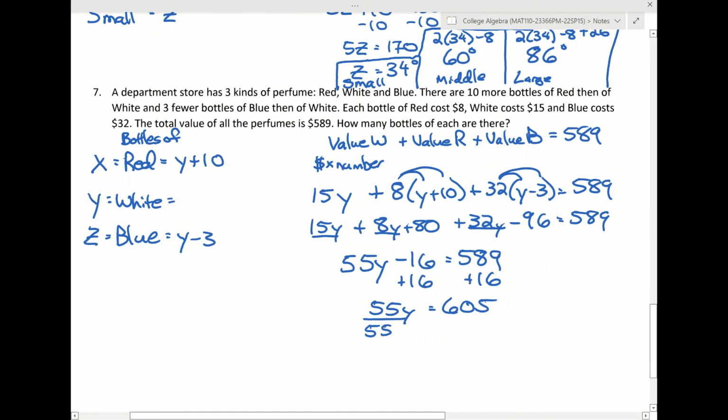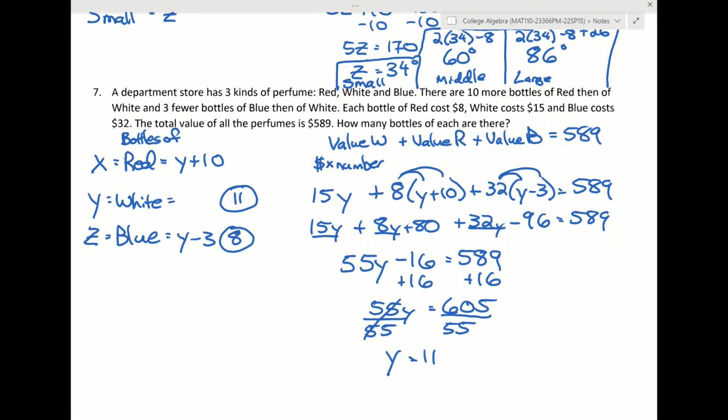Dividing by the 55. 605 divided by 55 means we have 11 bottles of white. If we have 11 bottles of white, 11 minus 3 would be 8 bottles of blue. And how many bottles of red? 21, right?